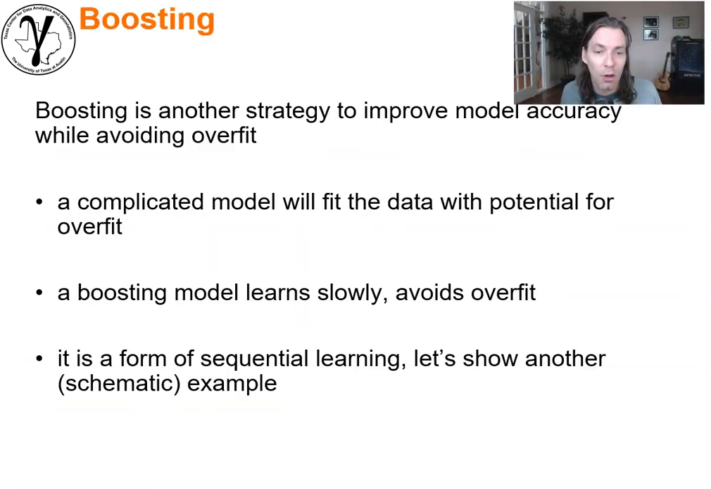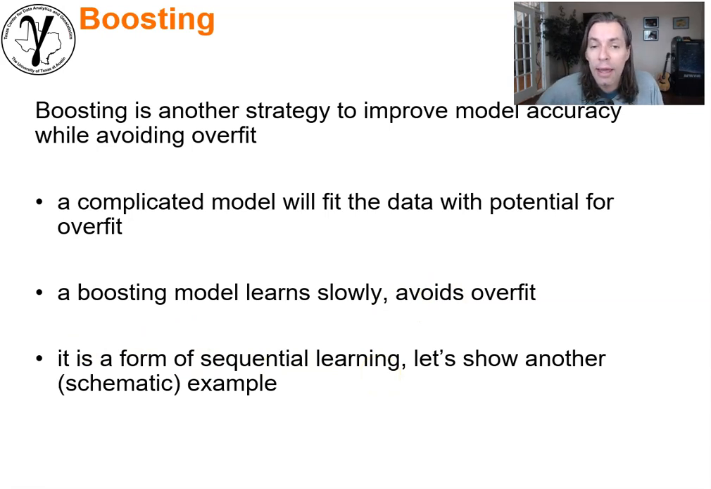Okay, let's make some comments around it. Boosting is another strategy to improve model accuracy while avoiding overfit. A complicated model will fit the data with the potential for overfit. A boosting model learns slowly with very simple, weak learners. It avoids overfit. It's a form of sequential learning.